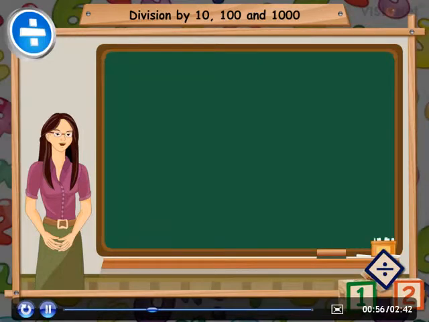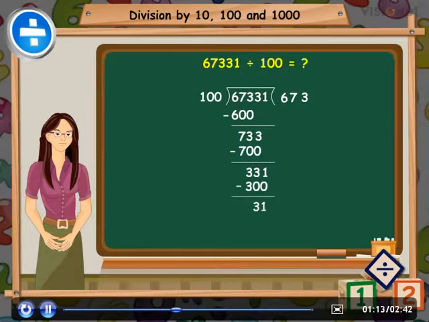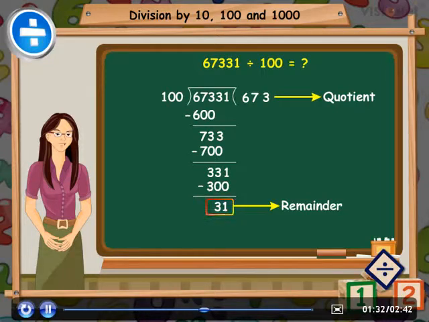Now we divide a number by 100. Let us divide 67331 by 100. Now we place this divisor and dividend in division, like this. We divide these two numbers as shown, and we get 673 as quotient and 31 as remainder. So in this case, we observe that the last two digits of the dividend, 67331, come out as remainder, and the number formed by the rest of the digits is the quotient.